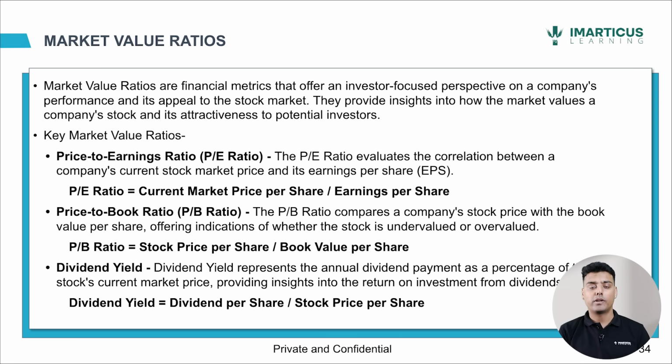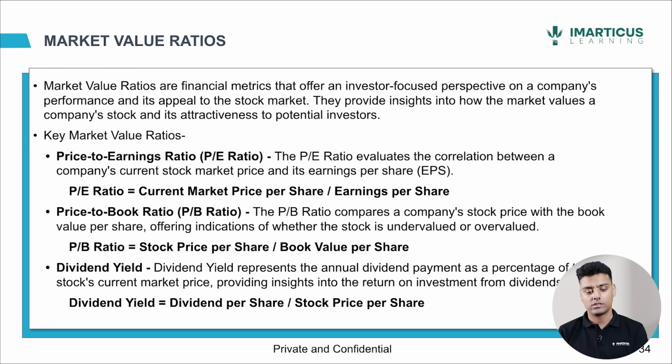The next ratio is price to book ratio. Price to book ratio is calculated using the formula stock price per share divided by book value per share. This tells you the relationship between the current market value of the share with the book value of the share according to our financials.